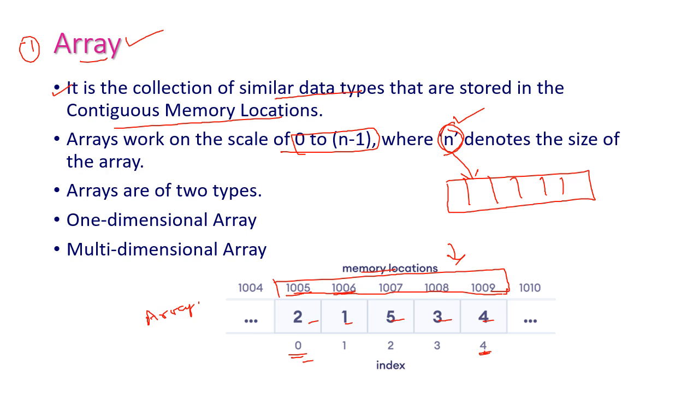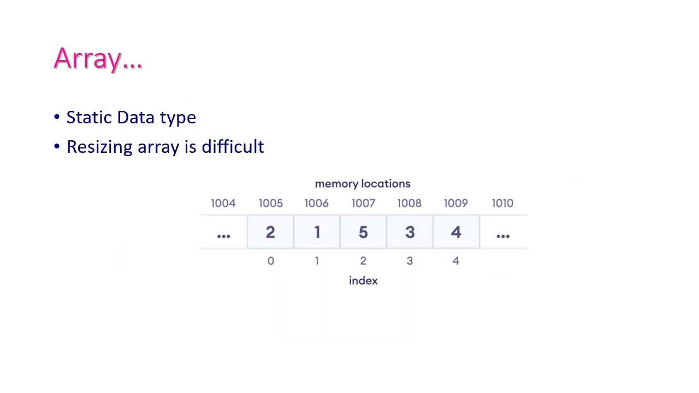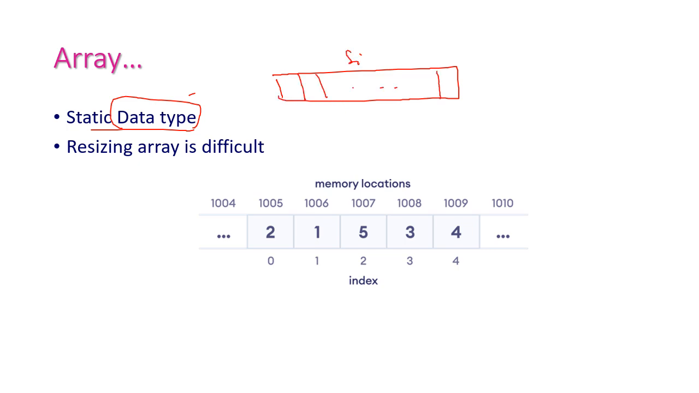And there are two types of arrays. First one is one dimensional array or single dimensional array, and second one is multi dimensional array, 2D, 3D, 4D, etc. The array is a static data type. Static data type means during the declaration time itself, we need to define the size of the array. The size will be fixed here. Size of array is fixed.